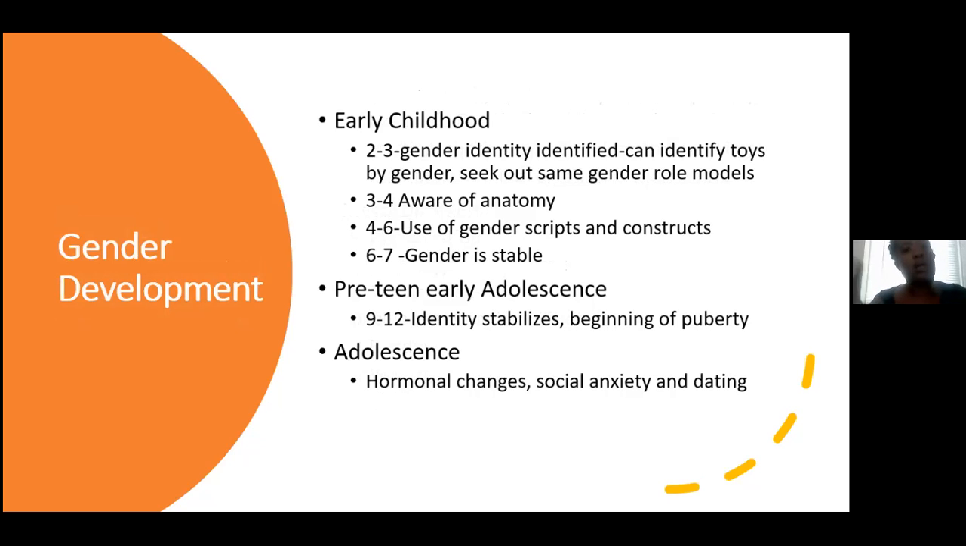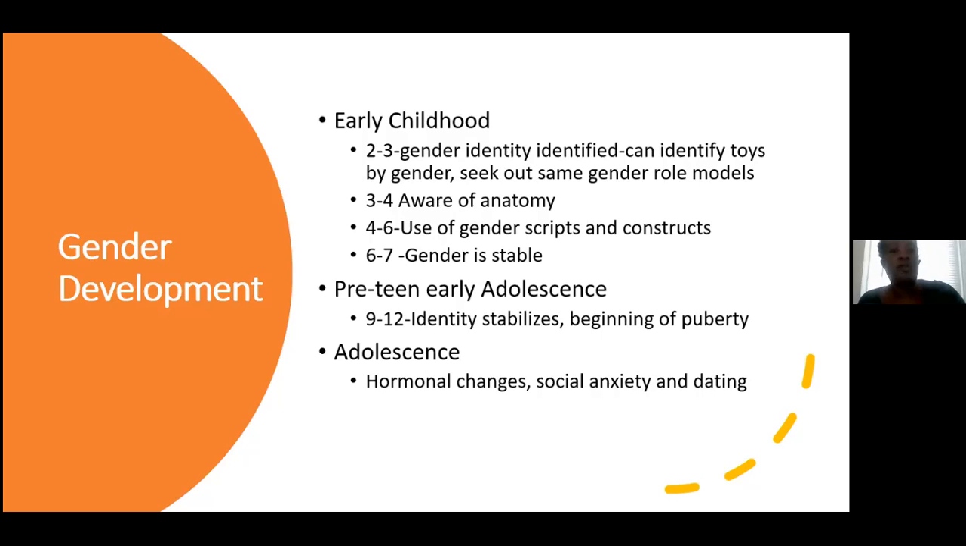So now I want to look at what typical gender development looks like. By the time a child is 2 to 3 years old, they can identify their own gender and are starting to use pronouns to identify their own gender. So they're identifying most likely he or she. We're not really hearing they out of children. Also, kids can identify toys by gender, and they tend to seek out same-gender role models.